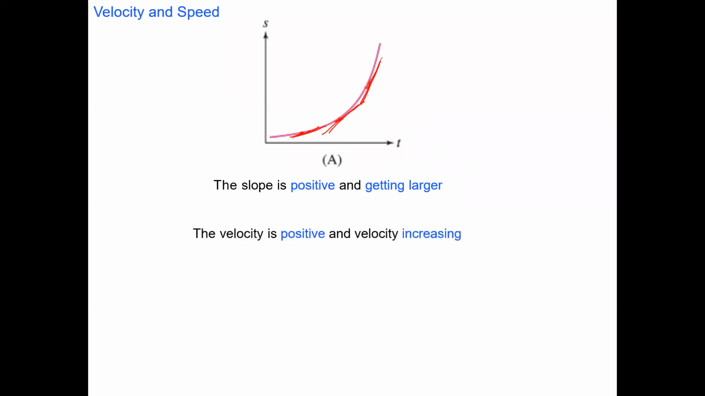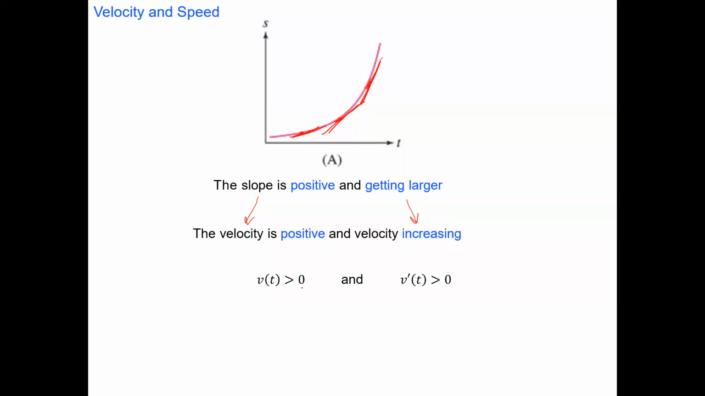Now I can say that slope is positive. Slope is the rate of change, the instantaneous rate of change in this case. Velocity is positive, and velocity is getting larger, then I can say velocity is increasing. All of the statements that I'm presenting are actually describing exactly the same situation, graph A. Now I can use a little bit of symbols.